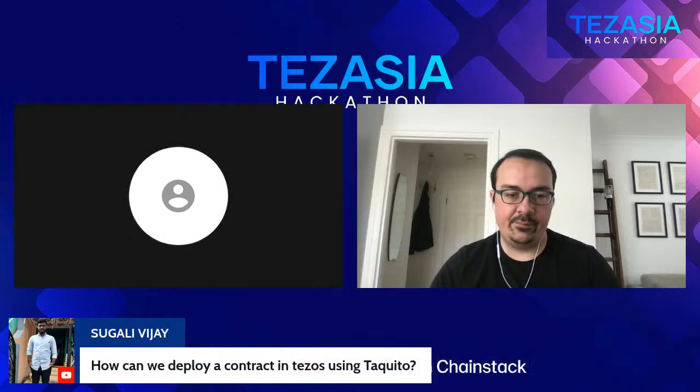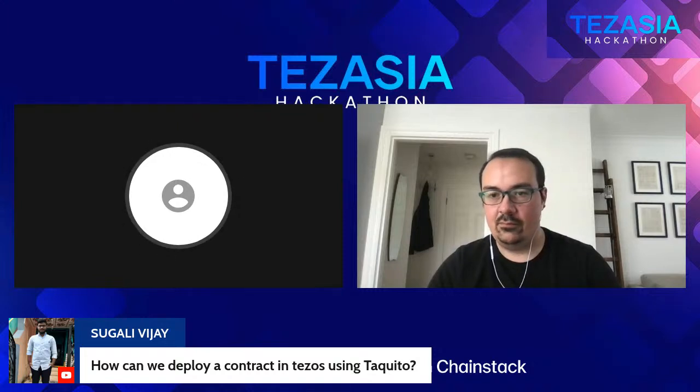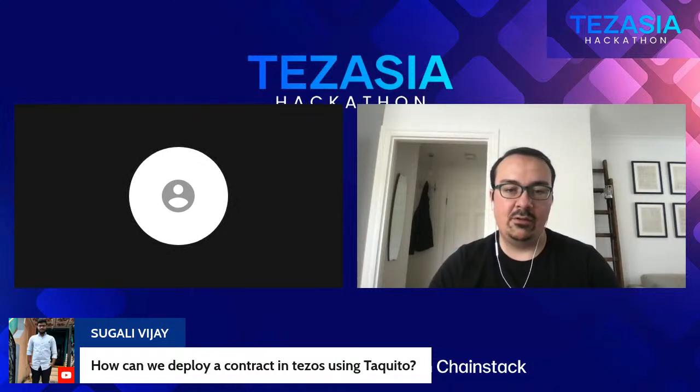Next question from Vijay: how can we deploy a contract in Tezos using Taquito? Maybe the question came before I showed it in the presentation. There's a special method that you can use with Taquito. It's called originate, and you just pass the code and the storage of the contract, and it's just going to originate the contract for you.